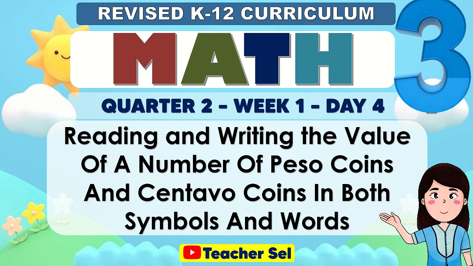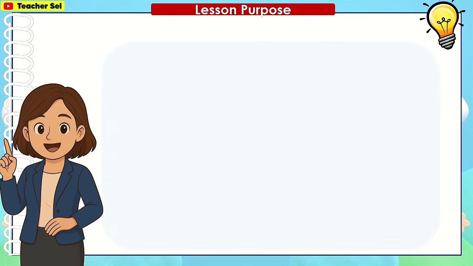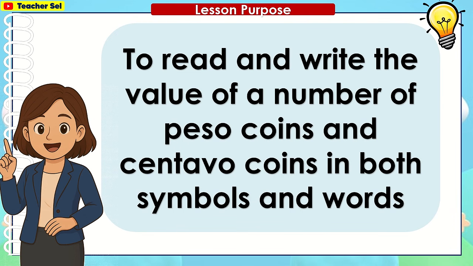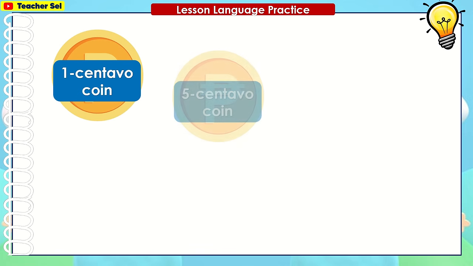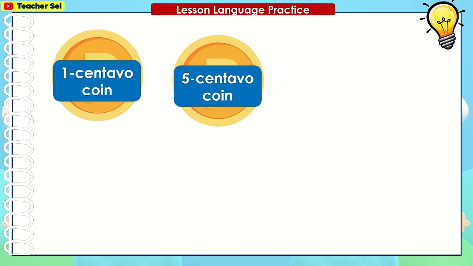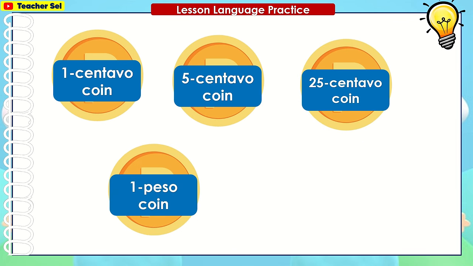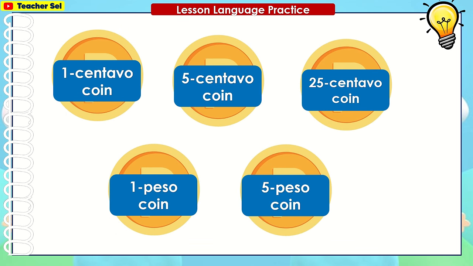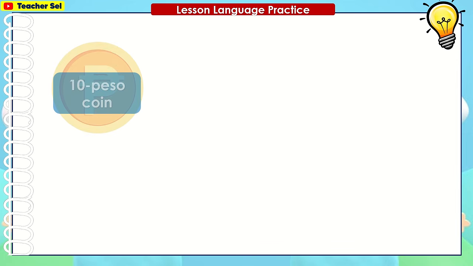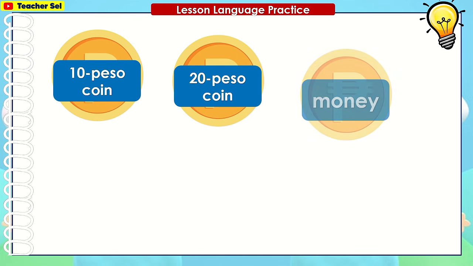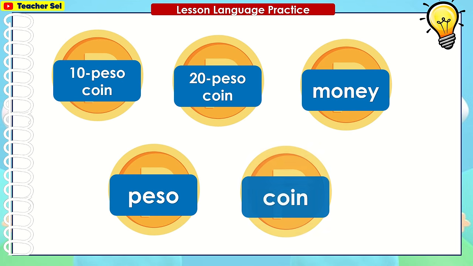For day 4, reading and writing the value of a number of peso coins and centavo coins in both symbols and words. Our lesson purpose is to read and write the value of a number of peso coins and centavo coins in both symbols and words. Let's be familiarized with these terms. 1 centavo coin, 5 centavo coin, 25 centavo coin, 1 peso coin, 5 peso coin, 10 peso coin, 20 peso coin, money, peso, coin.